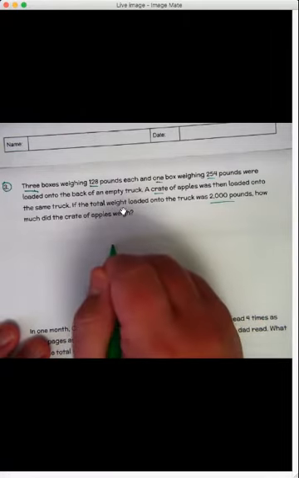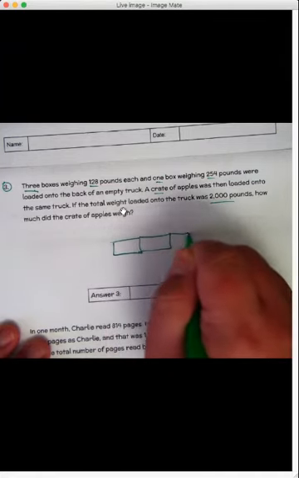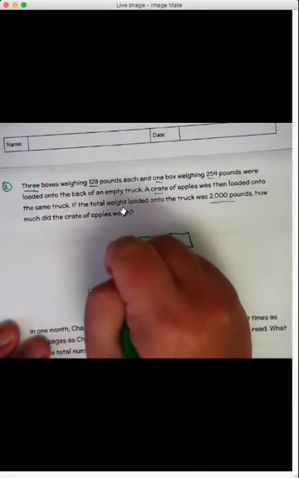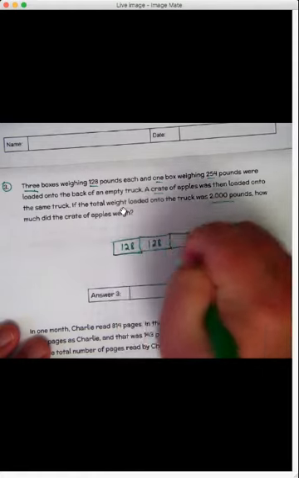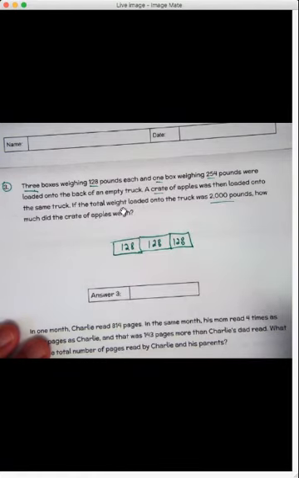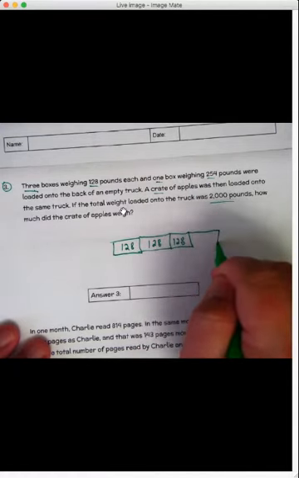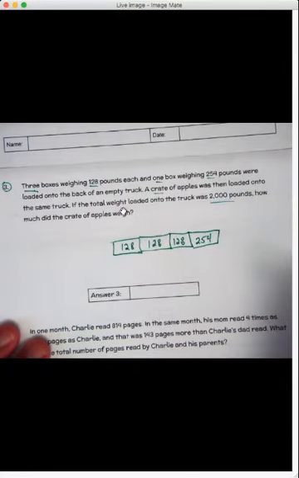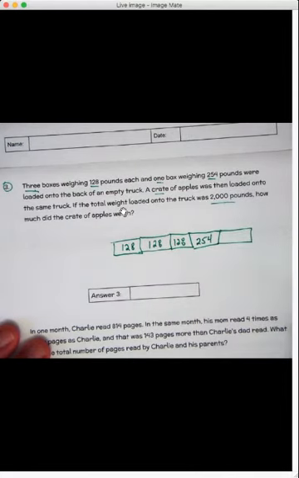I'm going to draw my 3 boxes, and I'm going to do it in tape diagram form. Here represents my 3 boxes that weigh 128 pounds each. So 128 pounds, 128 pounds, 128 pounds. Okay, there's my 3 boxes weighing that. There was 1 box that weighed 254 pounds. And then they've put a crate of apples on there too.